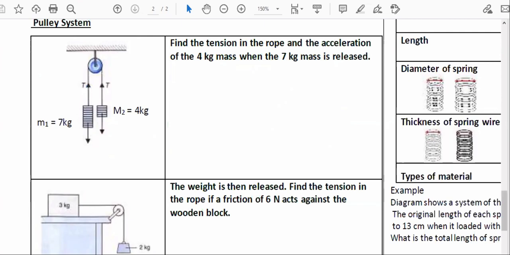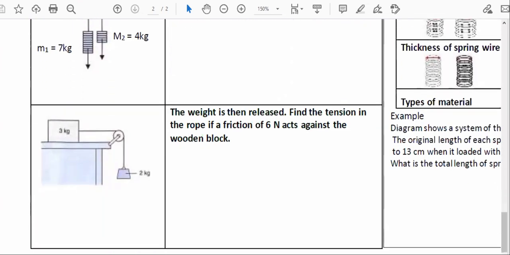So next question. We will have an object on the table and then it's being pulled down. Again, you need to label the given force first. So you must have weight, then you have tension, correct? And then you read the weight is released.